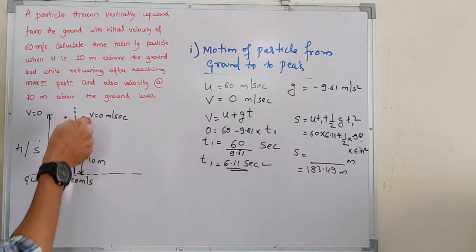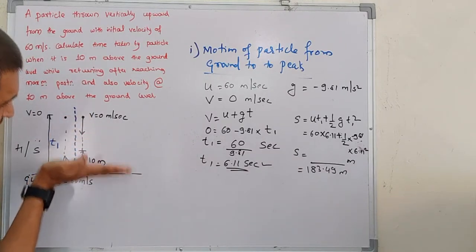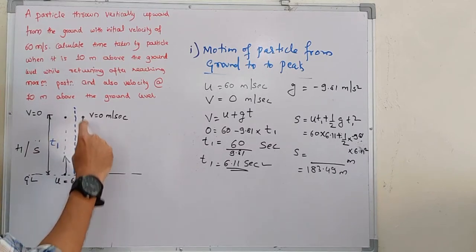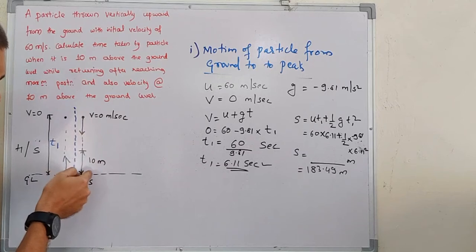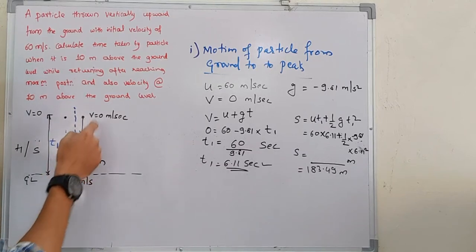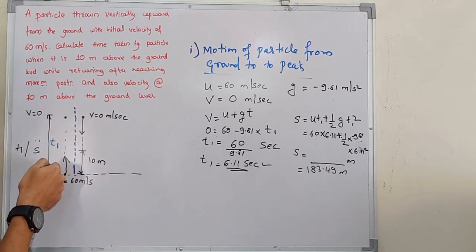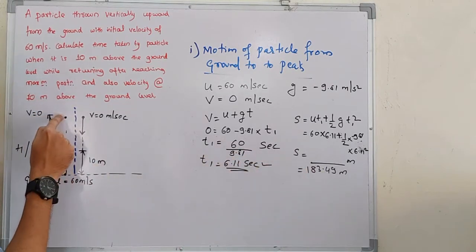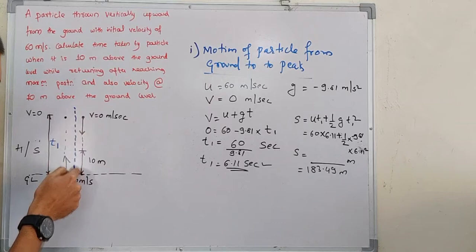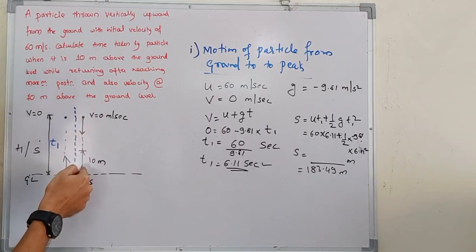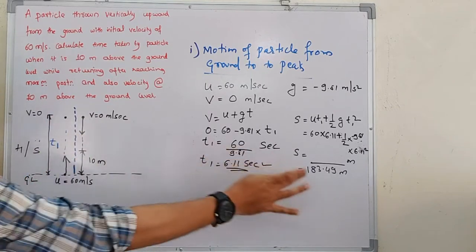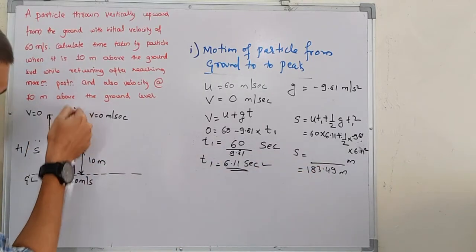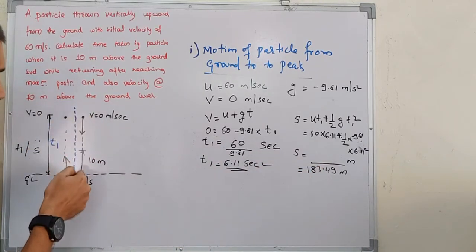But we are not asked from peak to ground, we are asked just 10 meters before reaching the ground. We are asked to calculate the time and the distance just 10 meters before reaching the ground. So when it has already traveled a distance of 183.49 meters from the ground, to reach the ground back, it has to travel the same distance back.